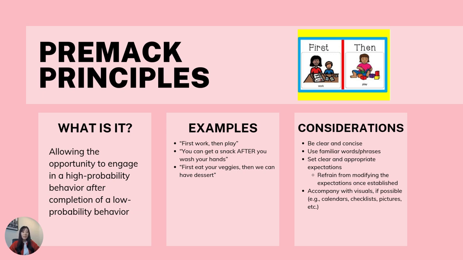So, in short, by connecting a less preferred task with something your child enjoys or is highly likely to engage in, you use this natural motivation to encourage cooperation or engagement. Some considerations for these are almost similar to our previous strategy. Be clear and concise, use familiar words and phrases, set clear and appropriate expectations, and again, use visuals if possible.